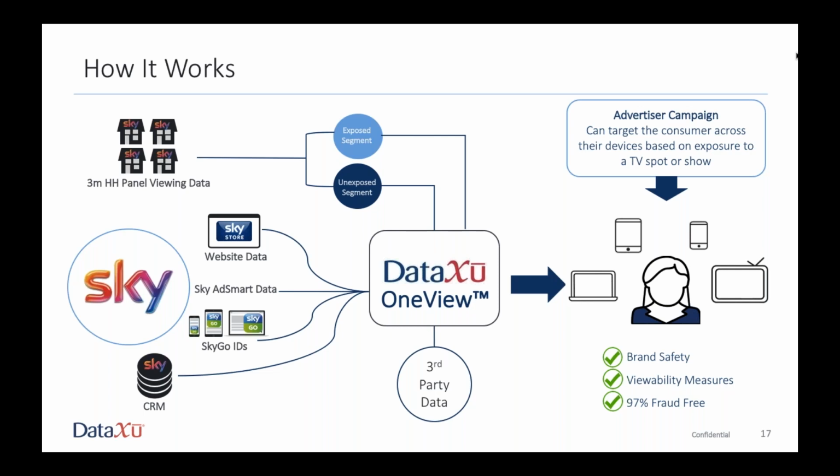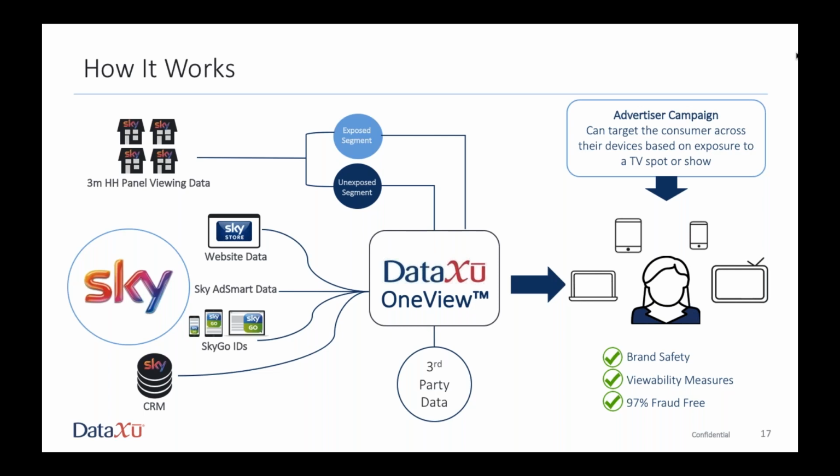And essentially what we did was partner with dataxu to help us build out that picture of when a consumer has been exposed to advertising on linear TV, can we then put some kind of tactical messaging in front of that user when we see them again in an online environment? And that online environment could be on sky.com or skysports.com, but it could equally be across a number of other places online that are off Sky Estate.